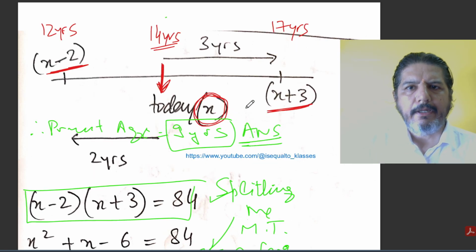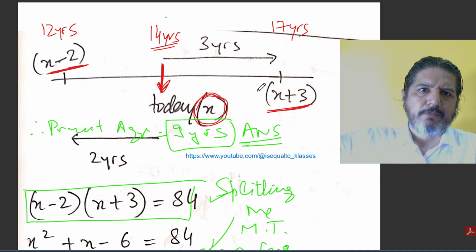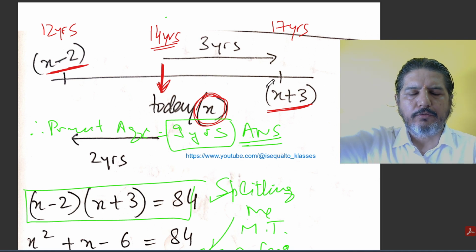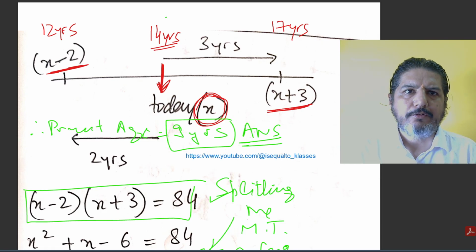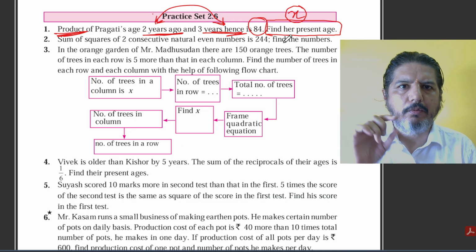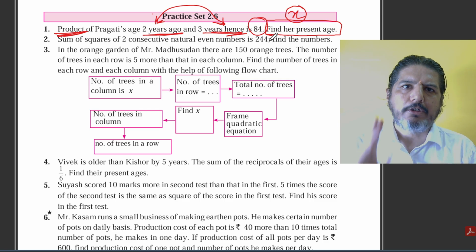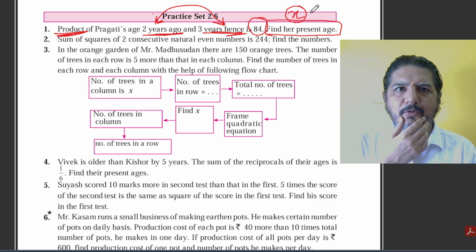Now at times they might ask you age 2 years back, or 3 years back, or they might ask you 3 years hence, 5 years hence. So once you have solved the question, please have a look at the last line of the question again. What are they asking for? It is very critical to understand that.